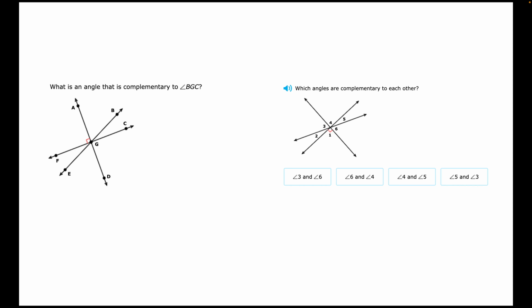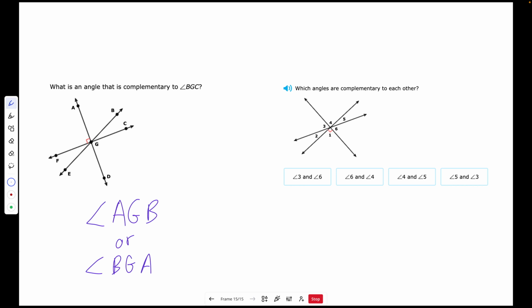Okay, now that you've had time to work these problems, let's check your solutions. For the first problem, it says, what is an angle that is complementary to BGE? So you could have put angle AGB, or you could have reversed that and said angle BGA. And for the second problem, you should have said that angle 5 and angle 3 are complementary. This one I will explain because it's a little bit tricky.